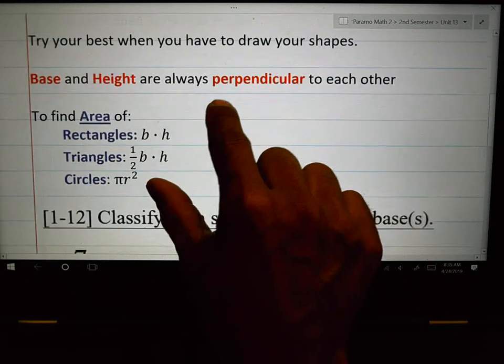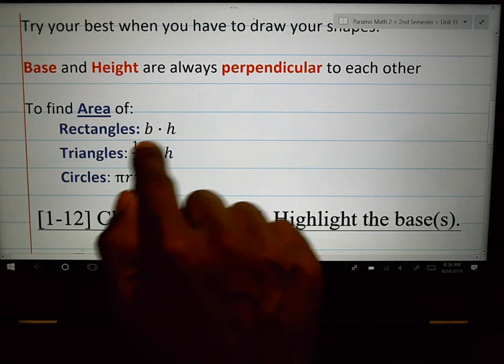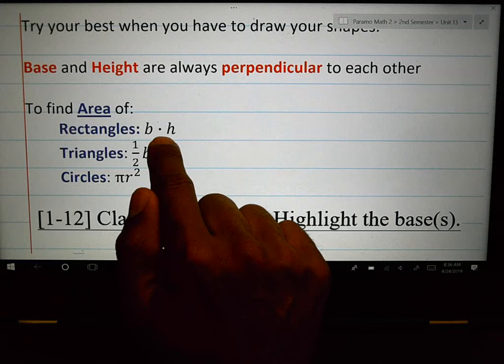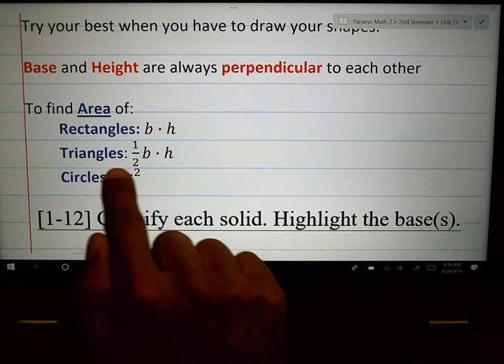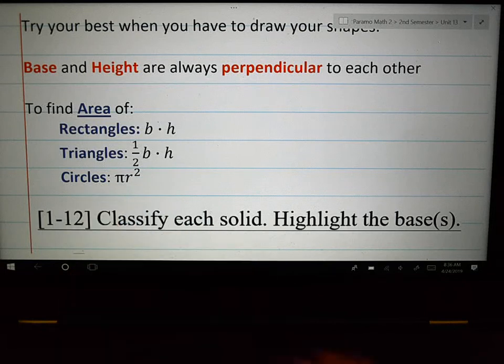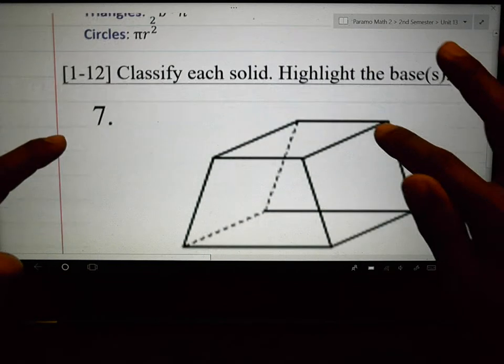Other things that I need you to remember. Base and height are always perpendicular to each other. When you're finding the base and height of a rectangle, find the ones that are perpendicular to each other, the ones that create a 90-degree angle. Same with triangles. They have to be perpendicular to each other. And for circles, the area formula is pi r squared. Okay, so let's get into some examples.